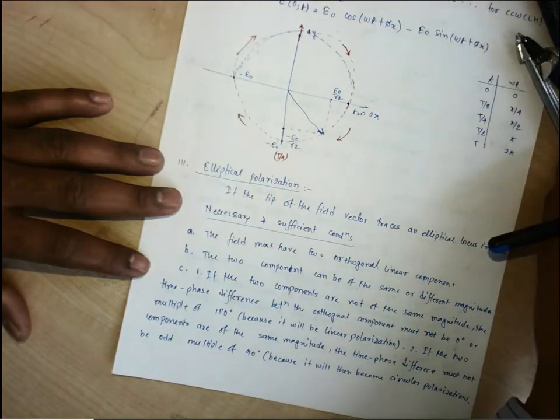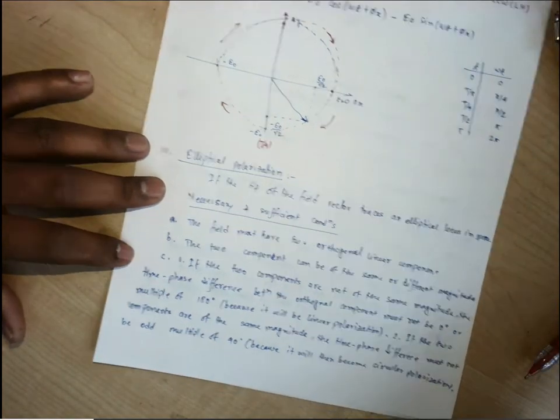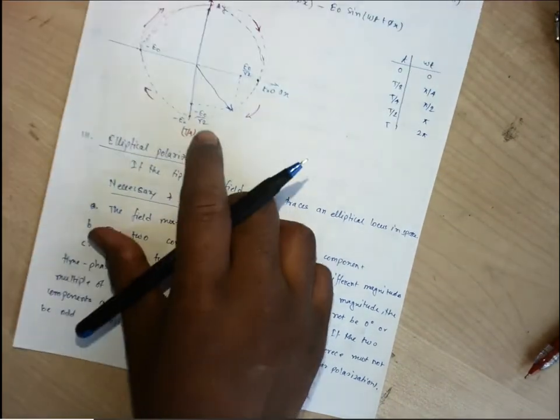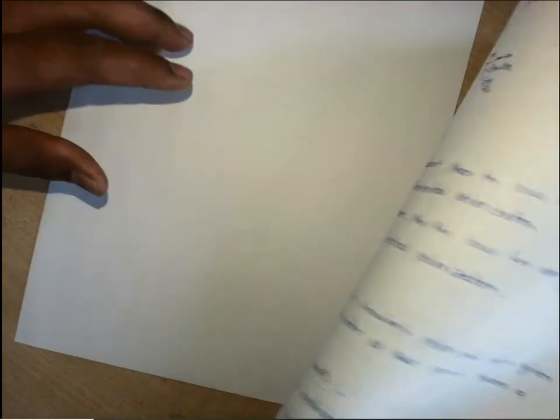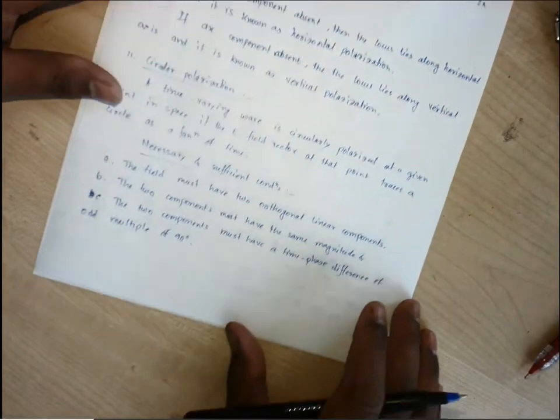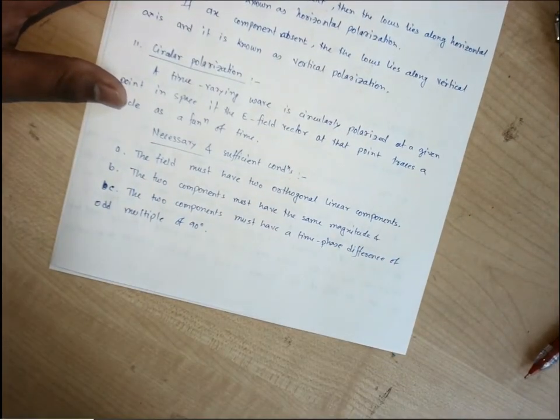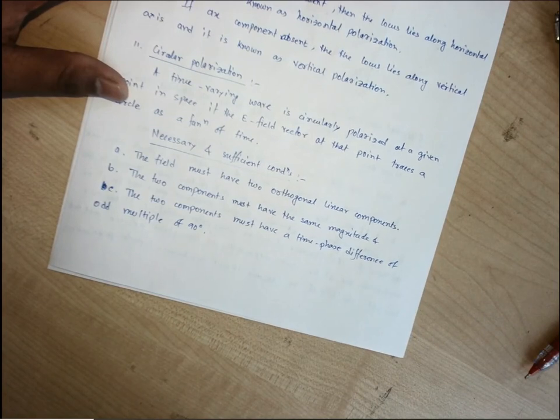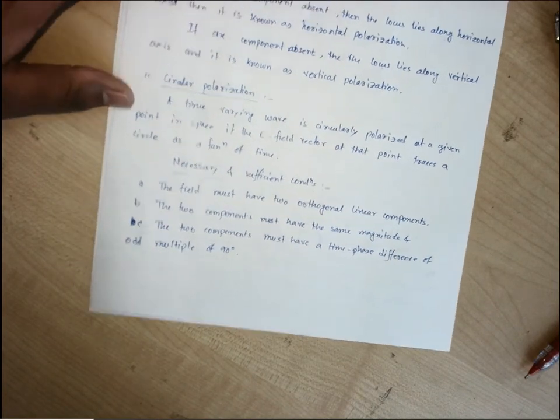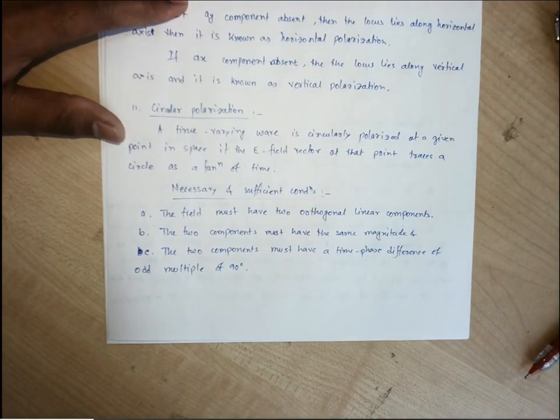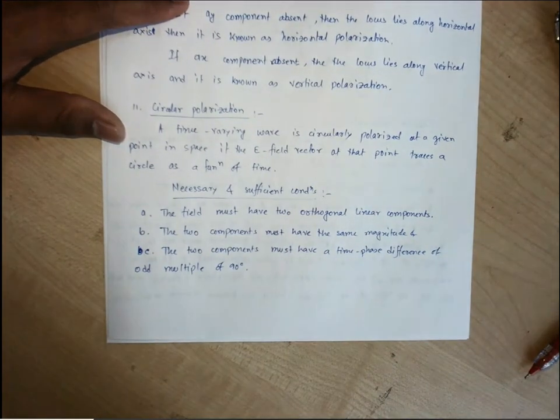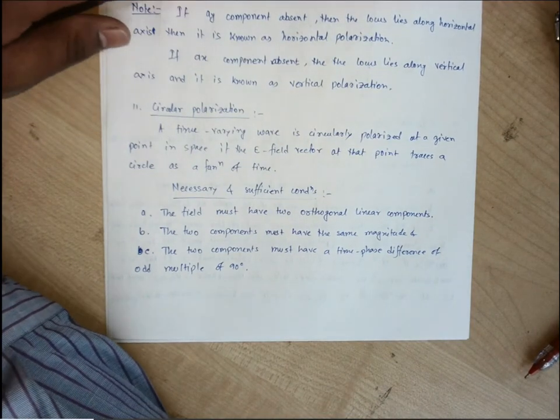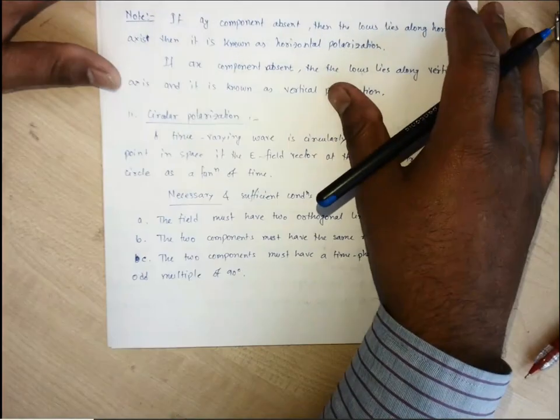Yes? Sir, can you show the necessary condition for circular polarization? What I have written, same thing. There must be two orthogonal components of the same magnitude, and the time phase difference should be an odd multiple of 90 degrees. Any doubt? Anyone? It is very important. You have to understand very carefully.